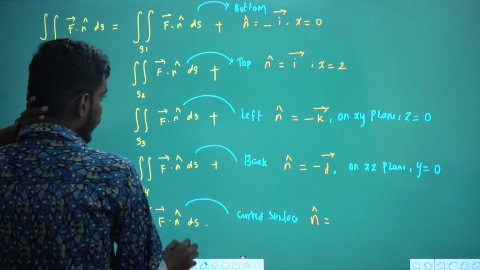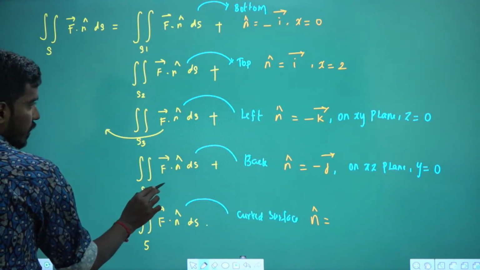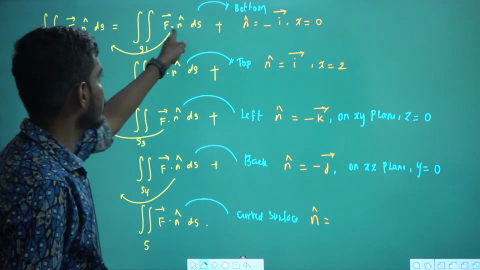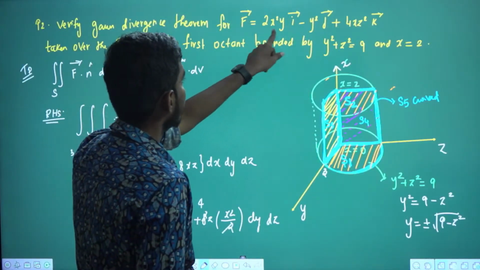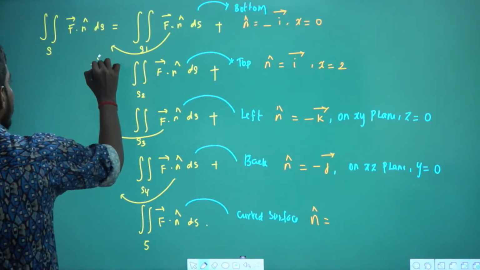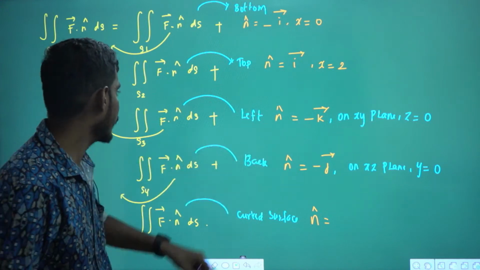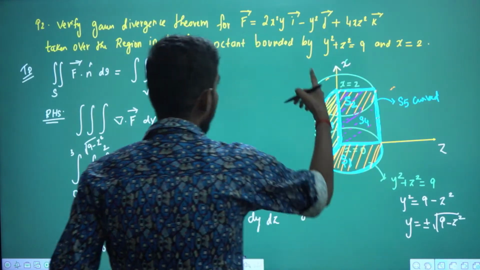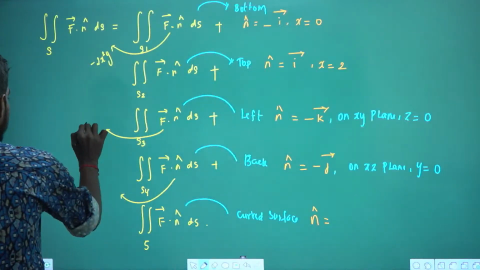Okay. Now let me try to find f dot n cap for this. Now what is f dot minus i? So f dot minus i will be minus 2x square y. And what is f dot n cap for this left? So n cap is minus k. So f dot minus k will be minus 4x z square.